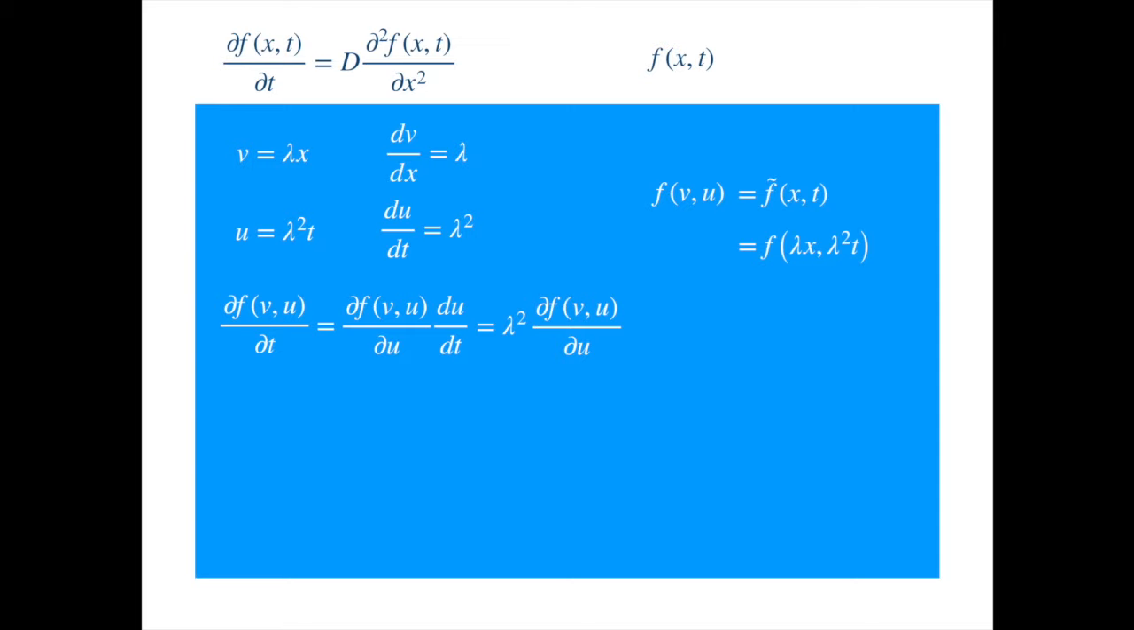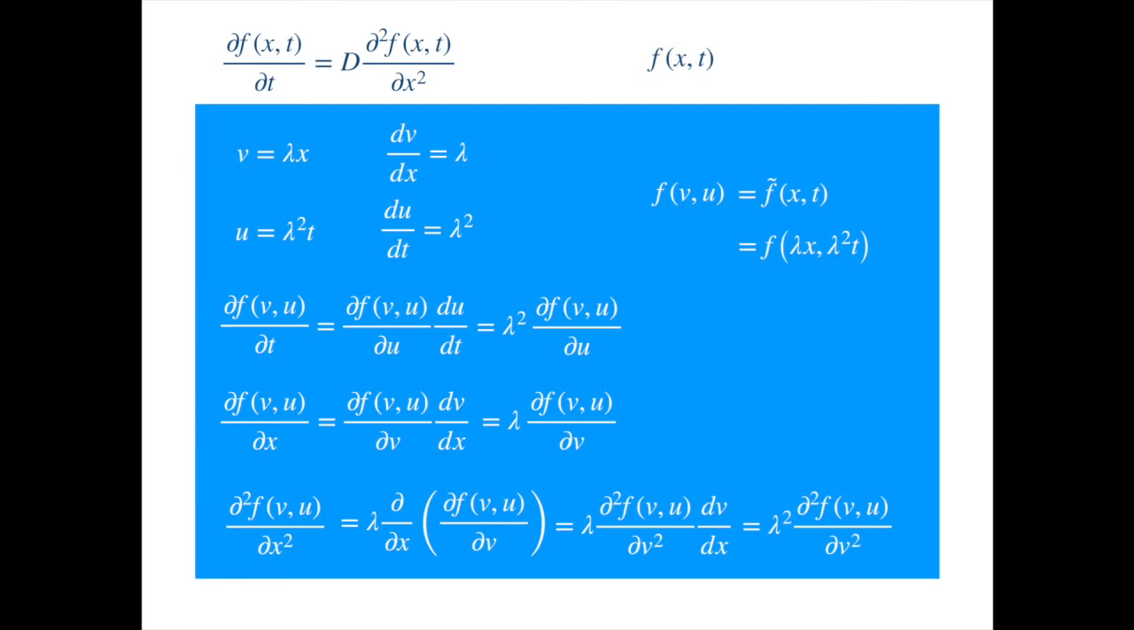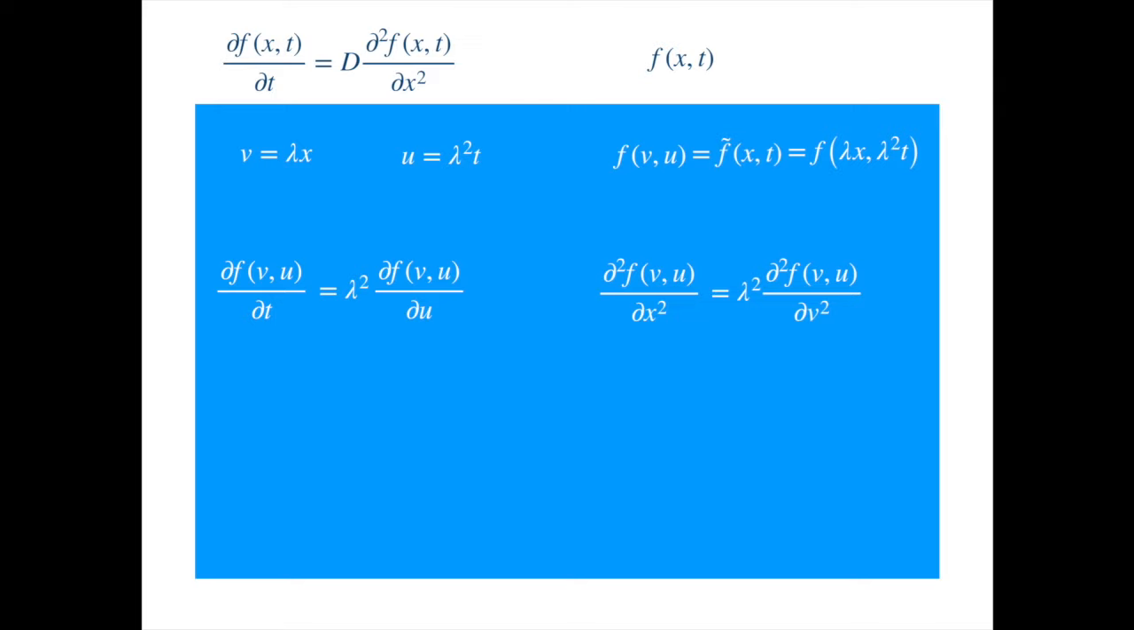Now for the derivative with respect to x, we apply the chain rule. Then substitute for the derivative of v with respect to x. We differentiate again because we need the second derivative with respect to x, because the heat equation has got the second derivative on the right hand side, right? So we apply the chain rule again and then substitute lambda again. So we get this. Now we can write the diffusion equation in terms of u and v, the new variables.